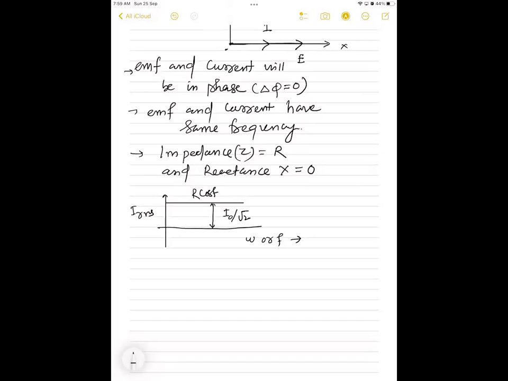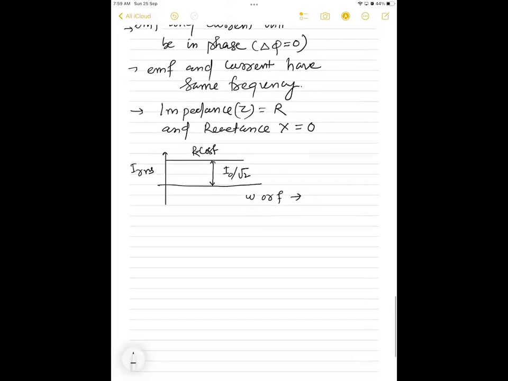Getting it? Resistance is constant. But if we draw IRMS in general, if this is the current and this is the resistance, then it is going to decrease like this, correct? 1 by R. Understood?